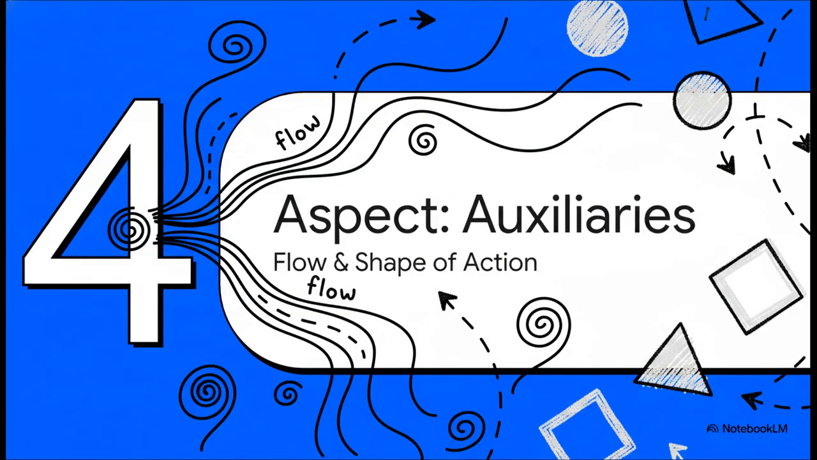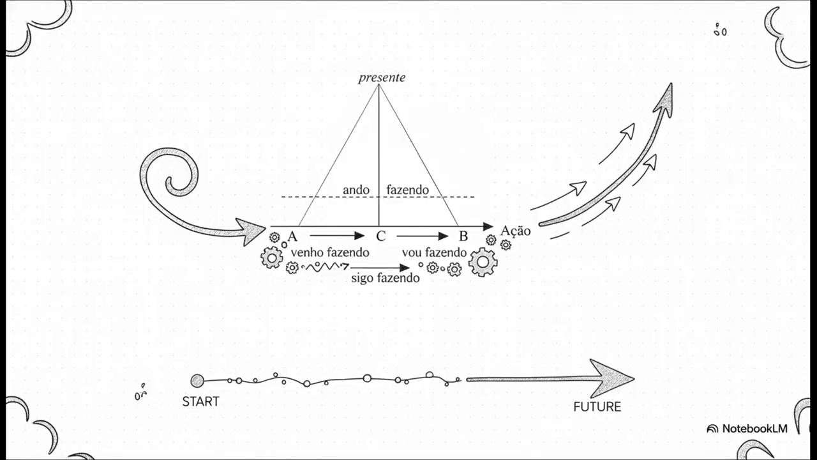Section 4. Aspect is estar, ir, vir, and andar. Now, if you want the real secret to sounding like a native speaker, this is it. Aspect. It isn't about when an action happens. It's about the flow of the action itself. Mapping out the phases makes this so clear. An action isn't just a tiny dot on a timeline, right? It has a starting point, a messy progression phase in the middle, and a trajectory moving forward. These aspectual auxiliary verbs let us tell people exactly where we are in that process.